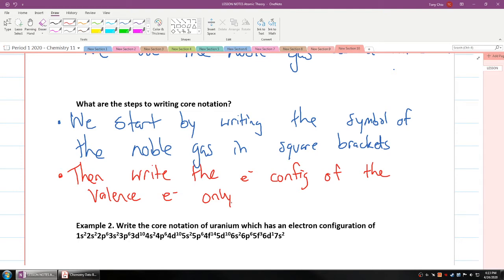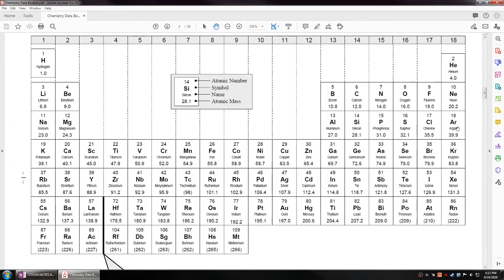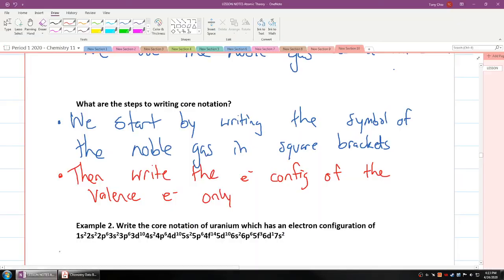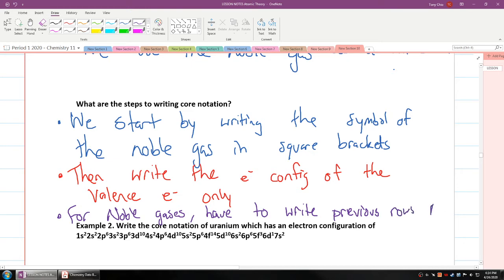But there are some restrictions. Let's say, for example, you're trying to write the core notation of argon. Well, you can't just put argon in a square bracket. You have to actually use the previous row's noble gas and then write the valence electrons for argon. Okay, so that is a little disclaimer. For noble gases, you have to write the previous row's noble gas. So let's practice this.